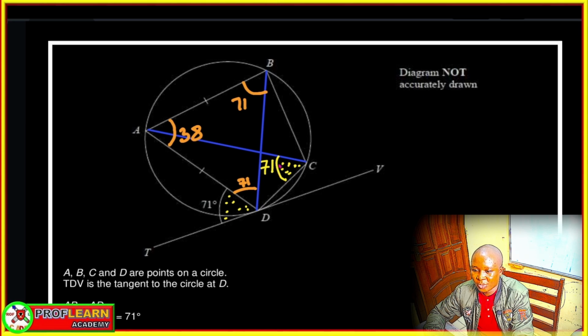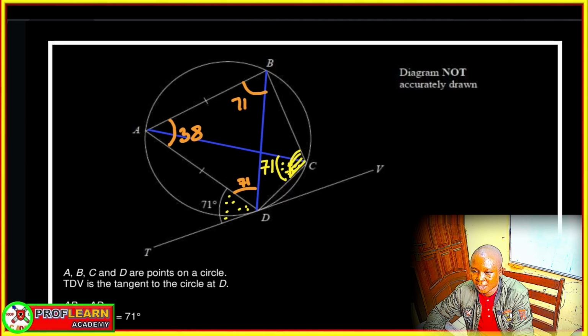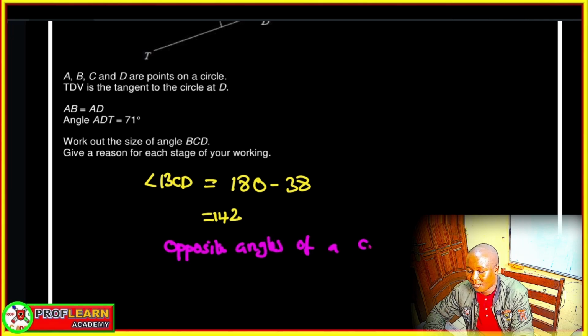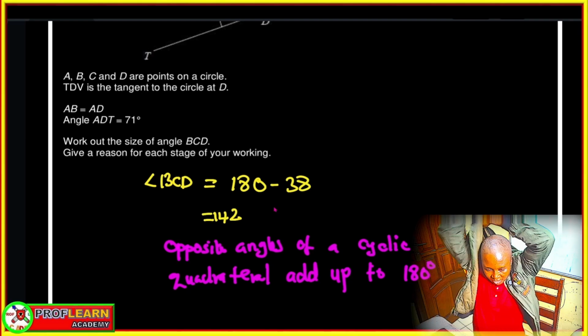And then we're going to use that opposite angles of a cyclic quadrilateral add up to 180 as well. So we shall have this angle here as 142 degrees. The concept we are using at this point is that opposite angles of a cyclic quadrilateral add up to 180.